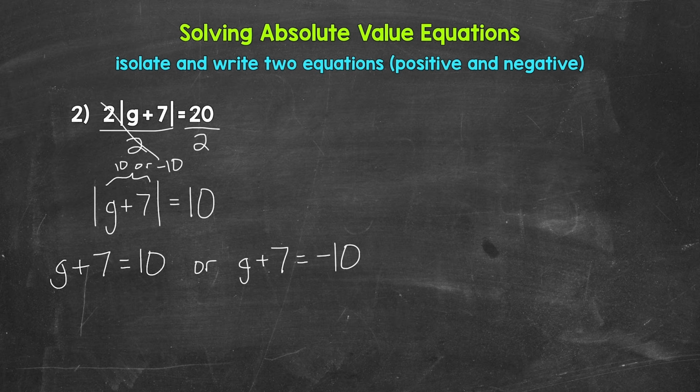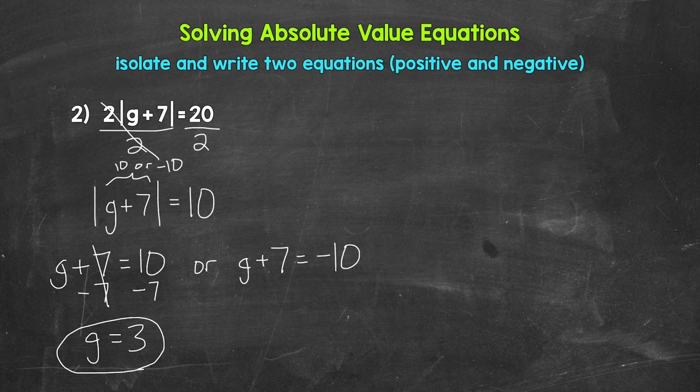Let's start with g plus 7. So let's isolate that variable of g. So we need to subtract 7 from the left side. That means we need to subtract 7 from the right side. These 7's cancel each other out. G is now isolated, so we have g equals, and then on the right side, 10 minus 7 gives us 3. So g equals 3.